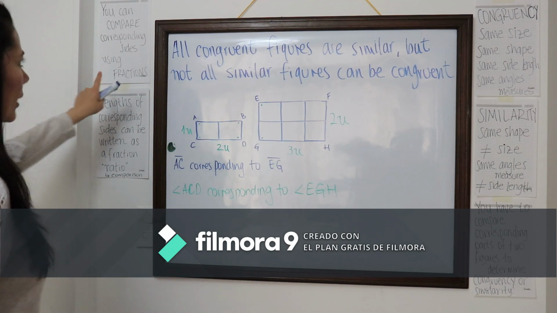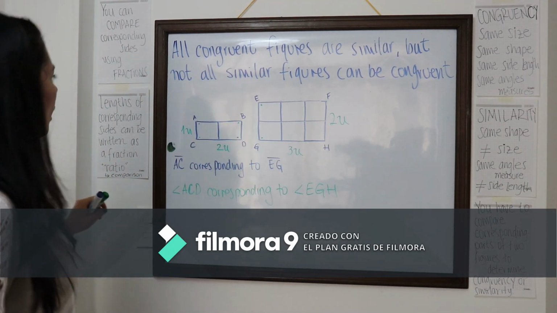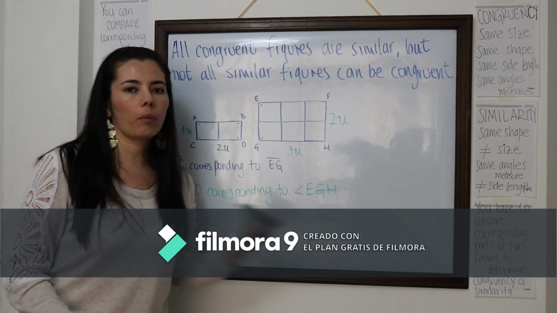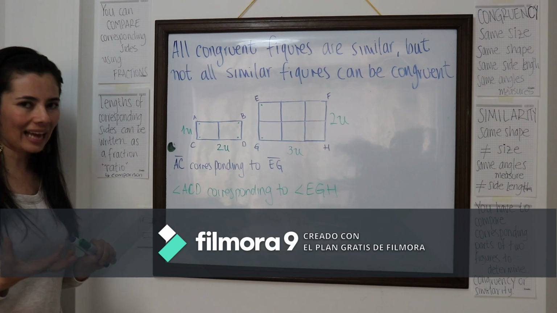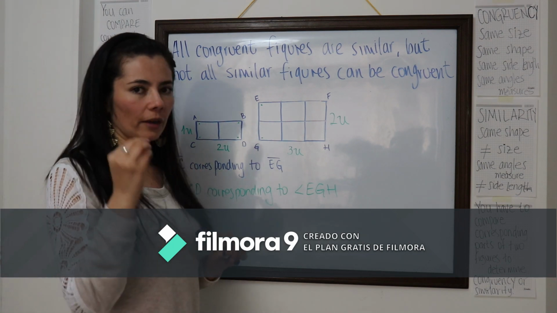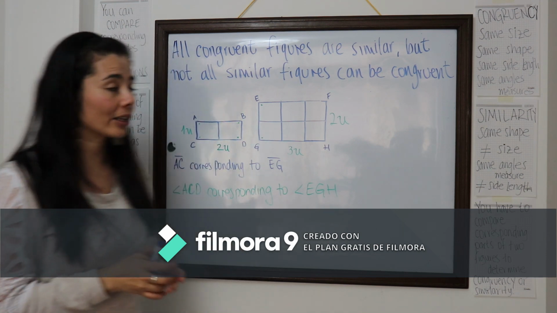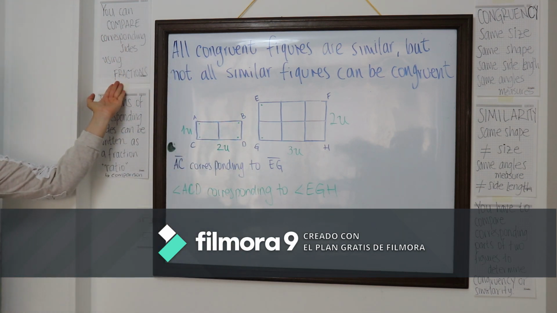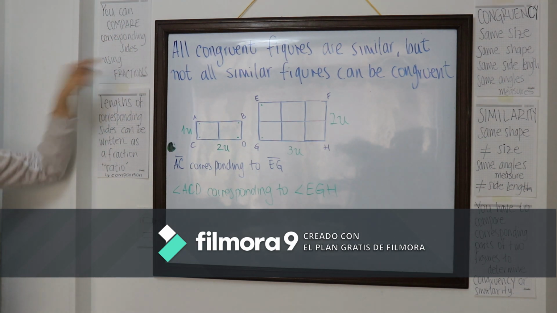Now, if we come back to comparing those, how do I compare those? How do I compare corresponding parts? Especially, how do I compare corresponding sides? Because there is actually a very specific way to compare corresponding sides. Well, we can actually use fractions. We can use fractions to compare corresponding sides.